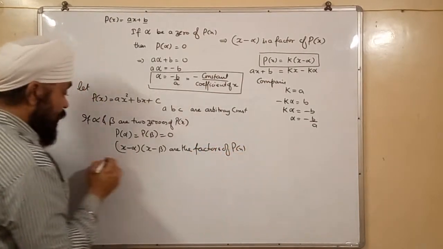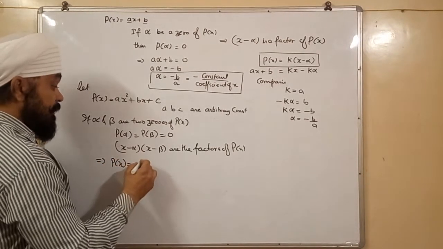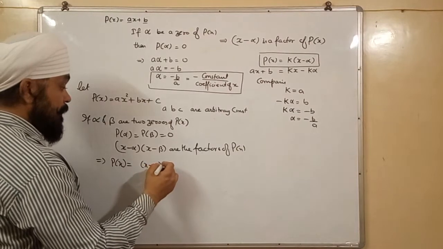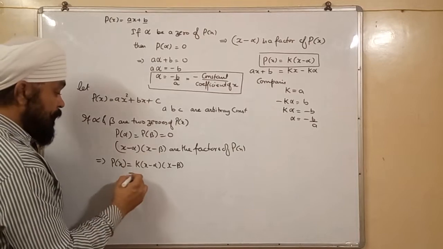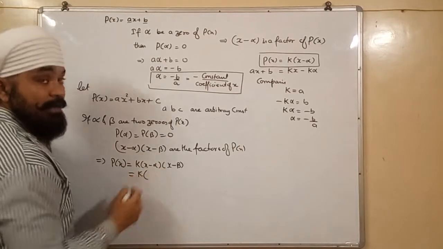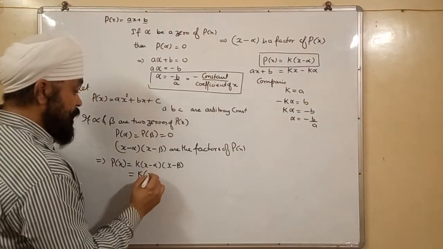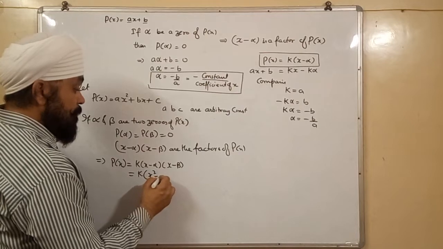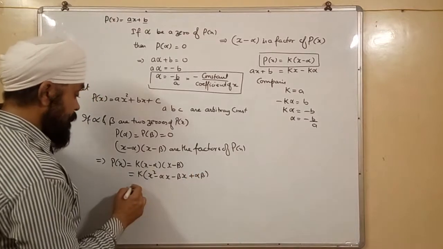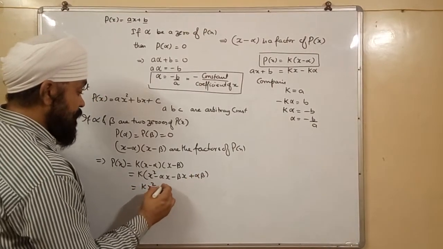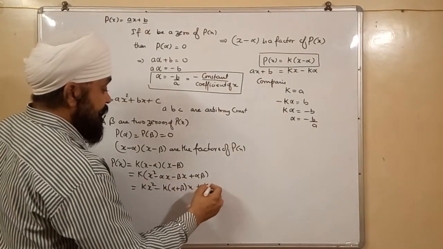Now this implies p(x) can be written as (x minus alpha)(x minus beta). Since there are two factors, I am putting this k. So we will get k times, if you multiply by the distributive property, x into (x square minus alpha x minus beta x plus alpha beta). Now if you multiply, this becomes kx square minus k times (alpha plus beta)x, where alpha plus beta is common here, and plus k alpha beta.